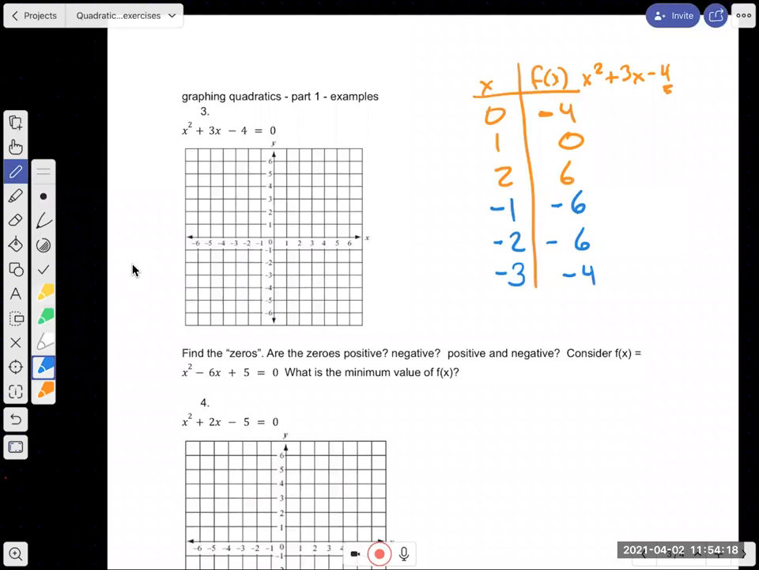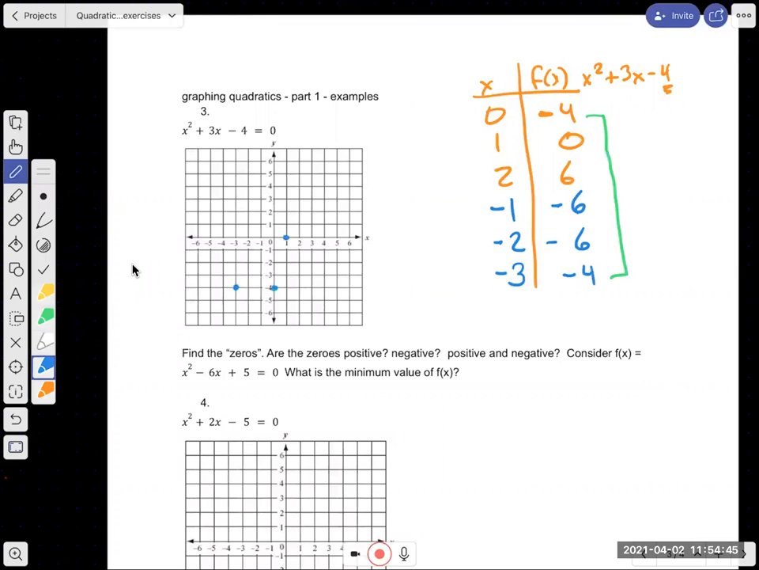And now you see the symmetry. So it took us a little bit of time to find it, okay, but we found that 0 and minus 3 both lead to minus 4. So that's going to give us our symmetry. So let's draw that in first. So we have 0 is at minus 4, and minus 3 is at minus 4. Okay. And let's see what other points we have. So we have 1 is at 0.